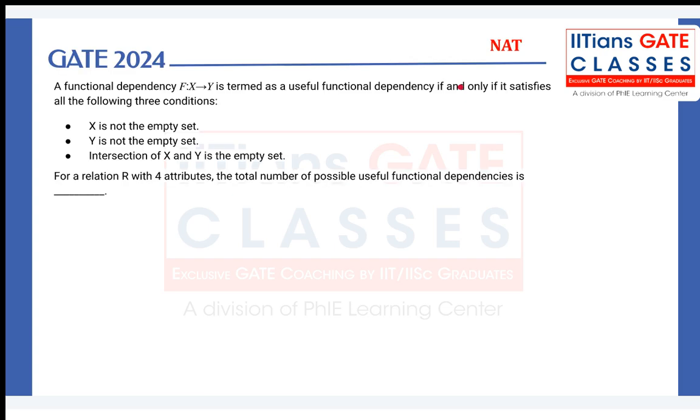Now, this is GATE 2024. The functional dependency X derives Y is termed a useful functional dependency if X is not an empty set, Y is not an empty set, and the intersection of X and Y is the empty set. They have come up with a new term, and they are also giving you the options. If a relation has 4 attributes, how many total useful functional dependencies are there? Please try this out.